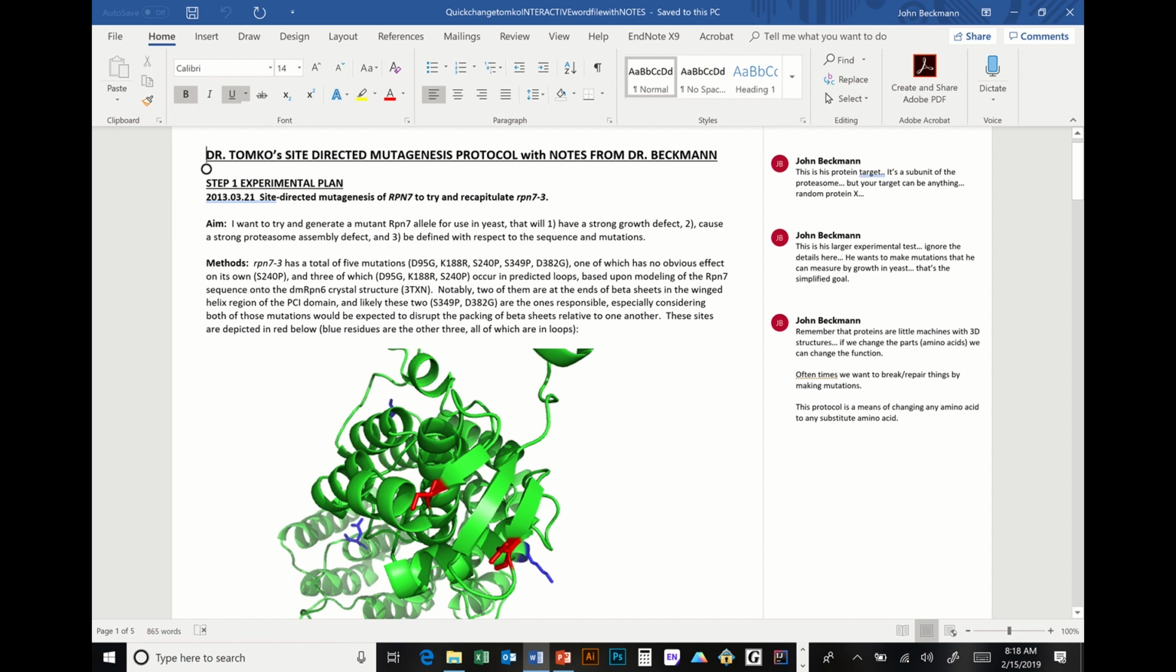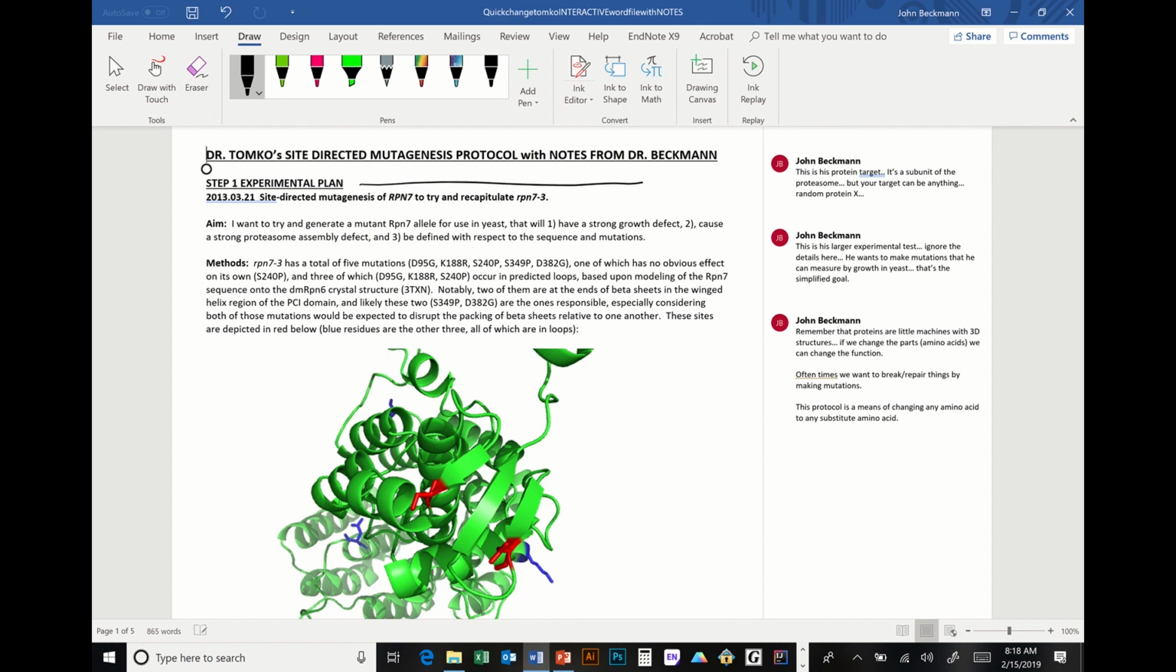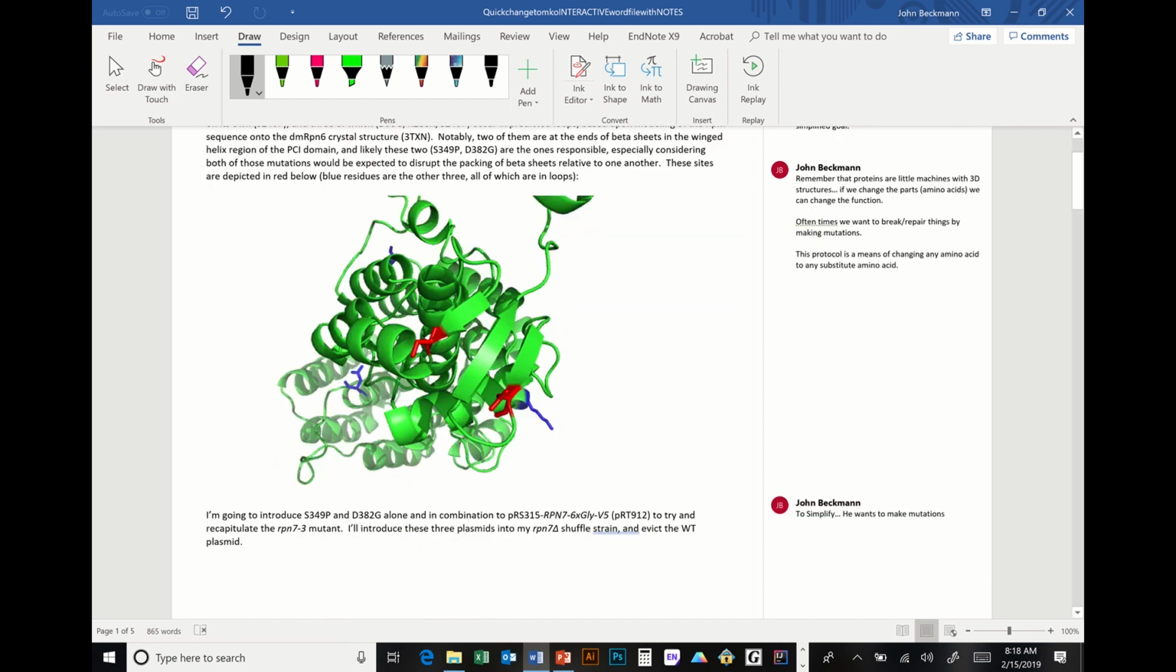So I'm just going to walk through basically what he was doing, and then we'll walk through how to design these primers. It's quite easy. So here's his experimental plan, and this is how I want you to look at this design document. When you submit your assignment of your SLIM primers and your QuikChange primers, you want to organize it like this.